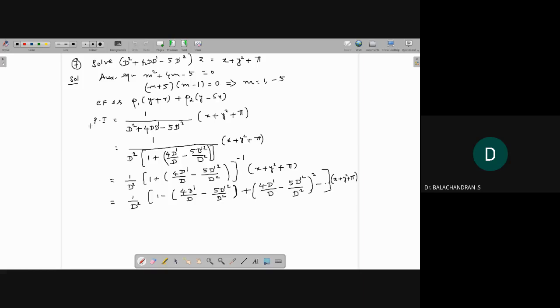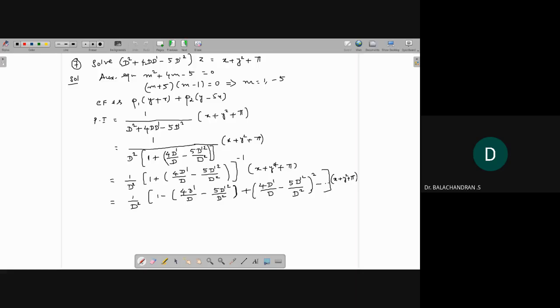Okay, now the particular integral. If it comes under type 3, you should write the denominator in the form of 1 plus x or 1 minus x. So I should take d square commonly. If I take d square commonly, 1 plus 4 d dash by d, and minus 5 d dash square by d square. Okay. Now I will write this term in the numerator, 1 plus x whole power minus 1 of x plus y square plus pi. So 1 minus x whole power minus 1 expansion.